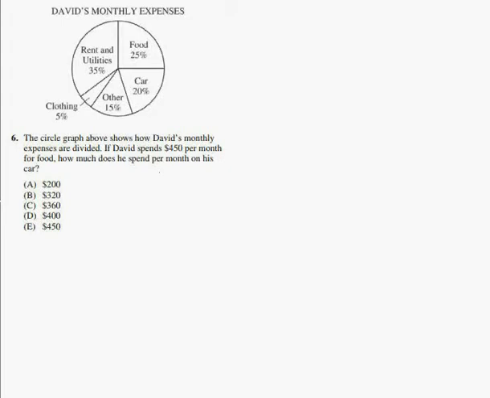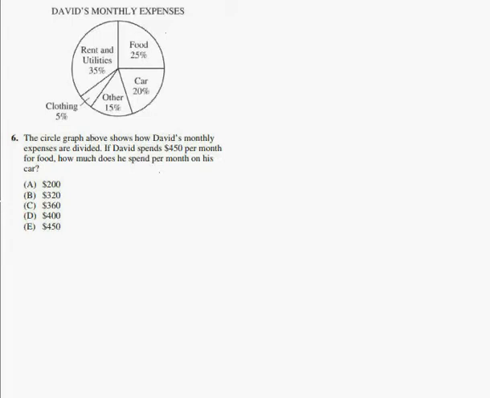Alright, so we have another question from SAT practice test. Here you get a circle graph. The circle graph shows total monthly expenses of this guy David. He spends 25% on food, 20% on car, and so on. If you look at it, this graph doesn't give you dollar numbers, so we don't know the total expenses. We only know the percentage.